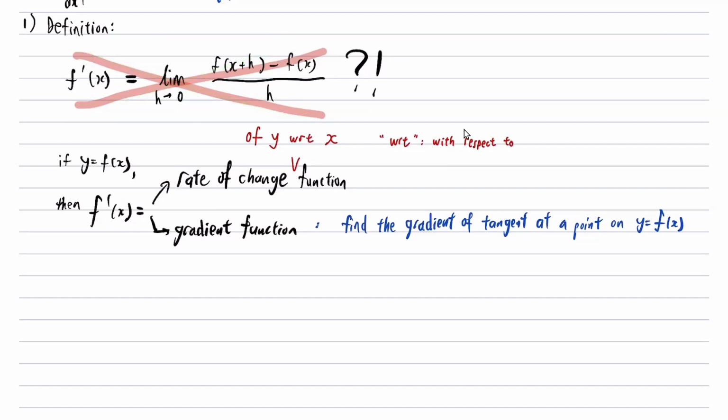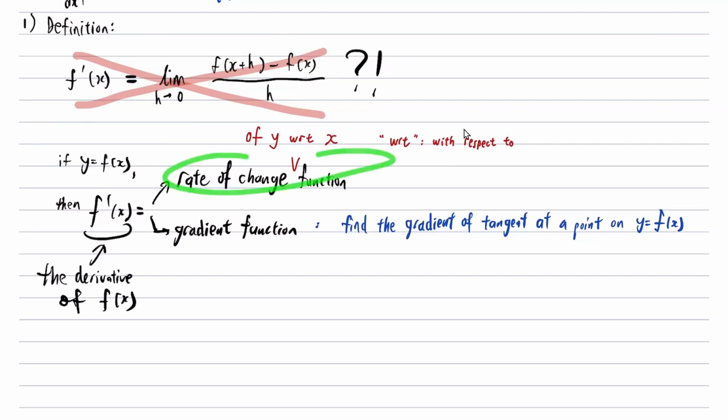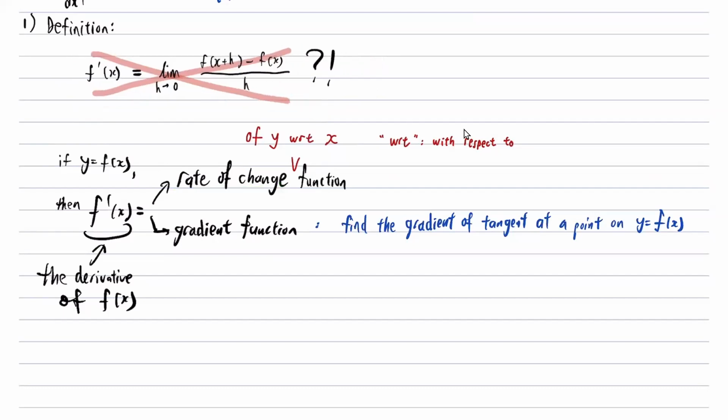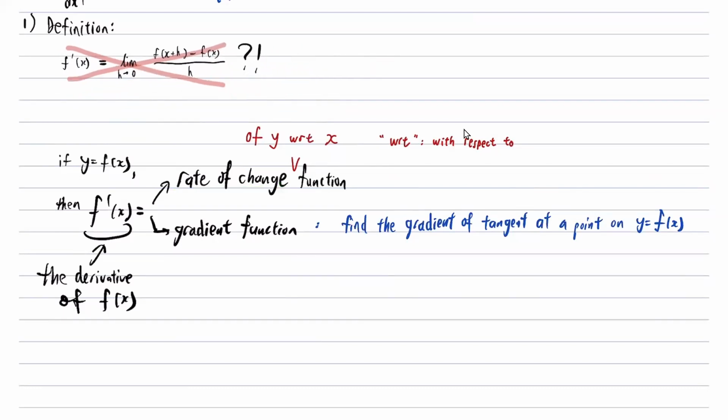You just need to understand it conceptually: if you have y equal f of x, then f prime of x is the derivative. Let me write it down first. The derivative of f of x is two things: the rate of change function or the gradient function. Rate of change, as I mentioned before, is of y with respect to x, the numerator and the denominator. Let me shrink this definition down because it's not so relevant.